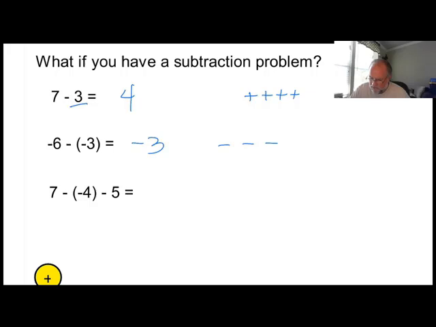Okay, this next question says I've got 7 positives. 1, 2, 3, 4, 5, 6, 7. But it says I need to take away 4 negatives. Well, I don't have any negatives to take away. So I'm kind of in a quandary. Okay, I'm not quite sure how to do this.